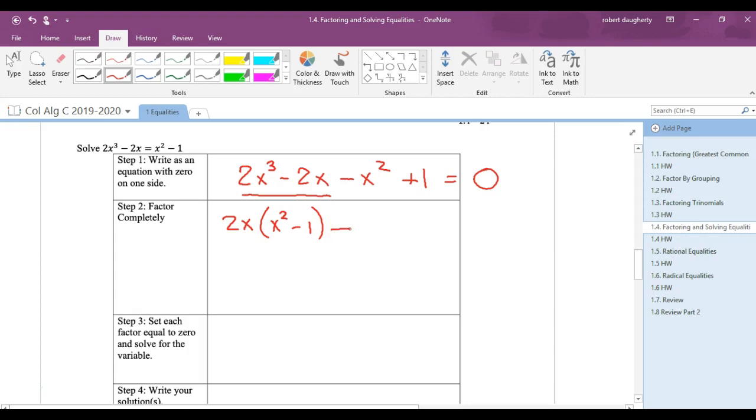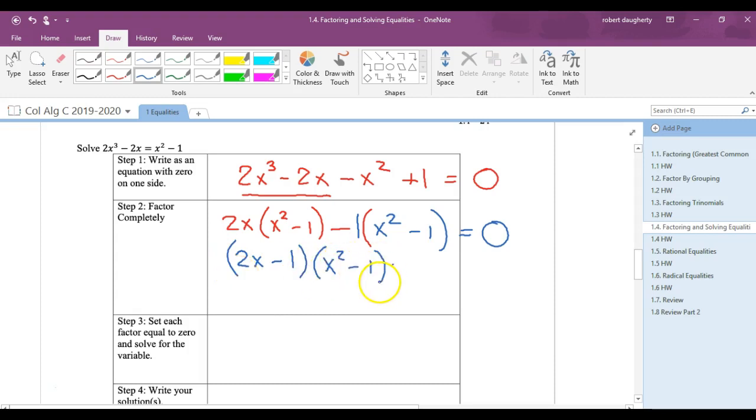And then what am I left with here? If it helps, think of this as a negative 1 in front of that parentheses. What do I multiply negative 1 by to get a negative x squared? x squared. What do I multiply negative 1 by to get a positive 1? Negative 1. And if you're living right, you look in the parentheses and you see the same thing. So now what's the next step? It's 2x minus 1 times x squared minus 1 equals 0. That was factor by grouping.